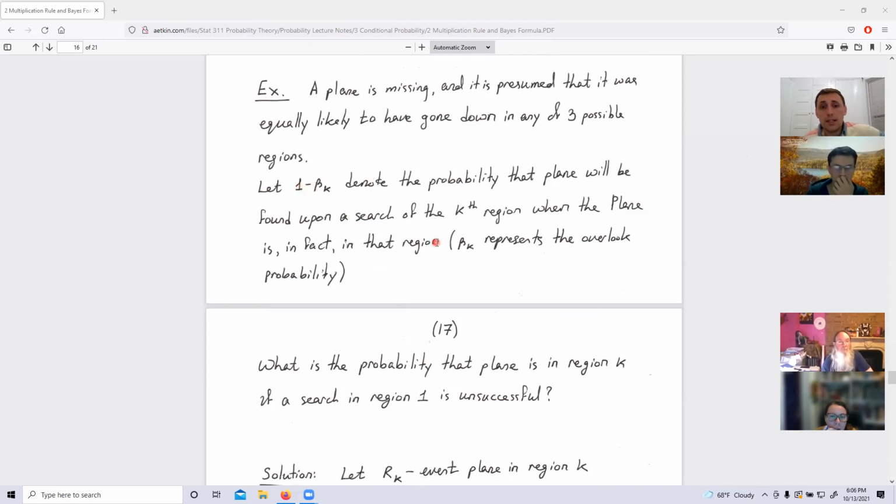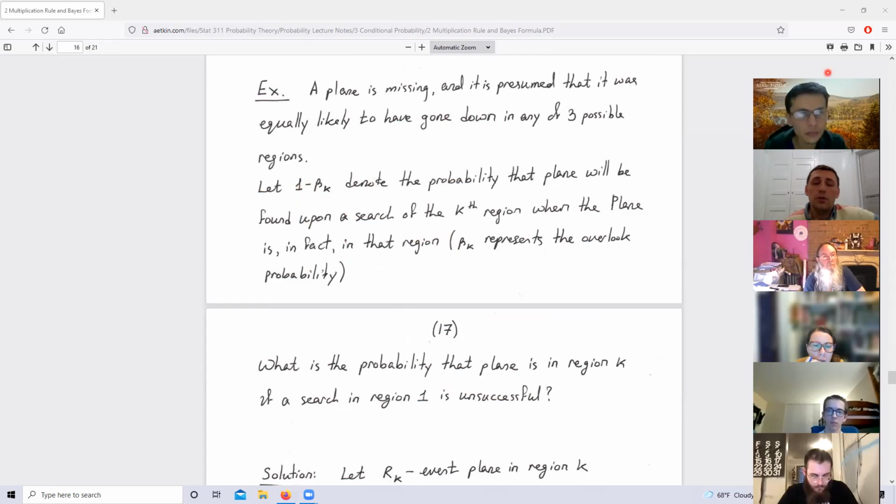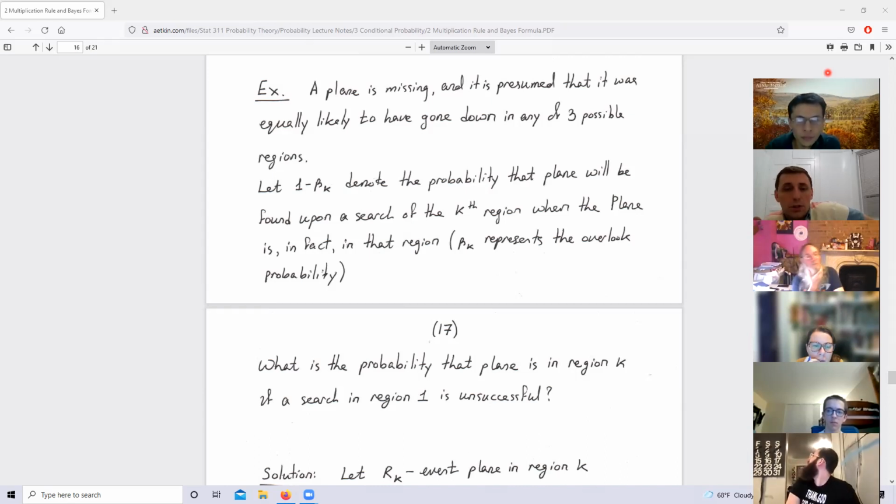So Bk represents the overlook probability. If you search region 1, B1 will represent the likelihood of not finding something there, if in fact it is there. You understand? So imagine a very difficult region. If you search through it, your likelihood of finding something, even if it's there, is maybe 20%. In some other region, it might be 30%. They don't have to add up to 100. You understand? Because you're searching in this region, given that the item is there.